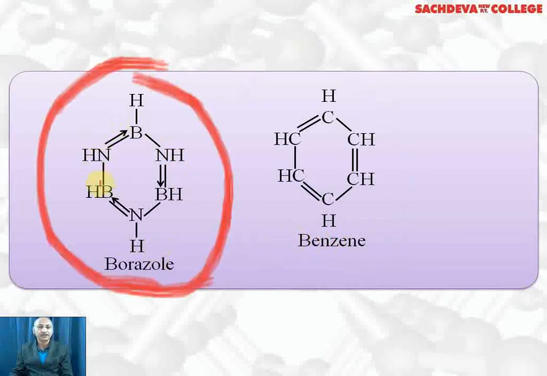Here boron and nitrogen have alternate positions and each of them is linked with one hydrogen atom, and instead of a double bond there is a coordinate bond starting from nitrogen to boron. The 3 nitrogen atoms are all forming coordinate bonds with boron so that the octet of boron is complete and its structure is similar to benzene. That's why it is called inorganic benzene. It's also called borazine or borazole.